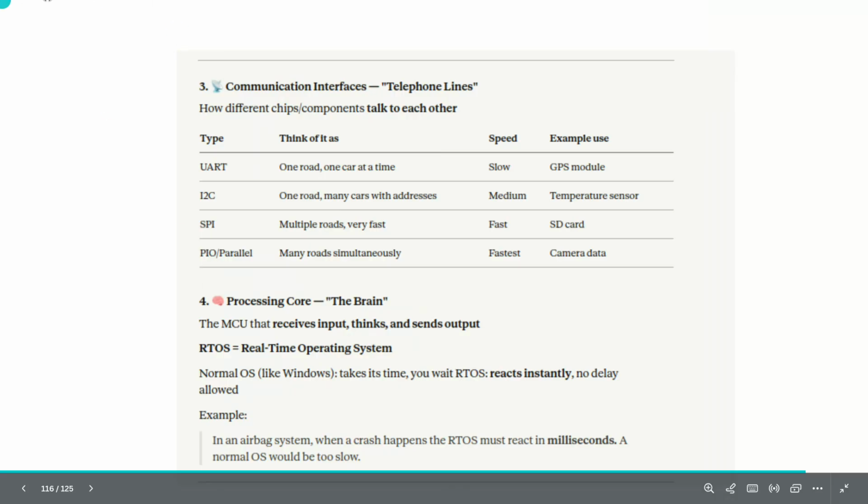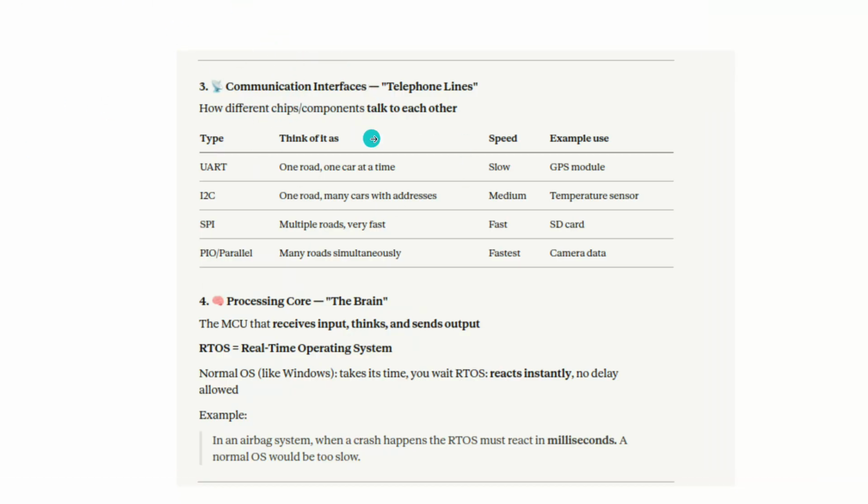Now there are a lot of communication interfaces, how different chips or components can communicate with each other. You have different types: UART, I2C, SPI, and GPIO is a parallel interface. These are serial, and GPIO is a parallel interface. How this is done, the speed and all, we will discuss later. For this part, just understand that different communication interfaces are there.